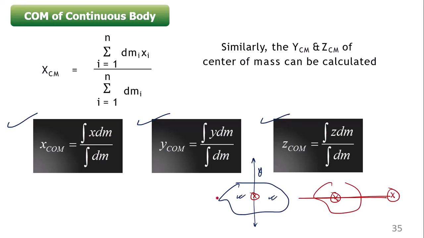That means if I find that one particular geometry is symmetric about one particular axis, then you don't have to calculate the center of mass value for that axis. You have to calculate only the center of mass value for the other axis. If the symmetry is about the y-axis, calculate the center of mass for x, the x center of mass.